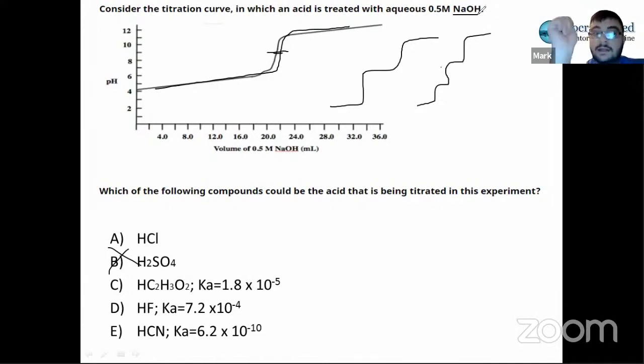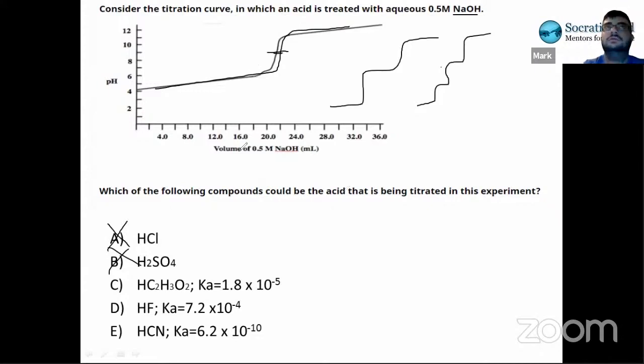They told you that they're adding in a strong base, NaOH. So if this was a strong acid, the equivalence point would be at 7. Since it's at 9, it can't be a strong acid. It has to be a weak acid. HCl is out because HCl is a strong acid, and we knew that based on the equivalence point.